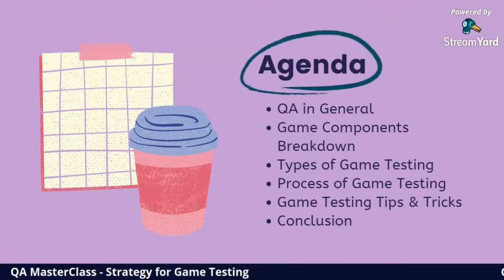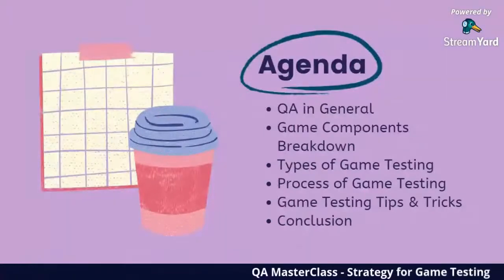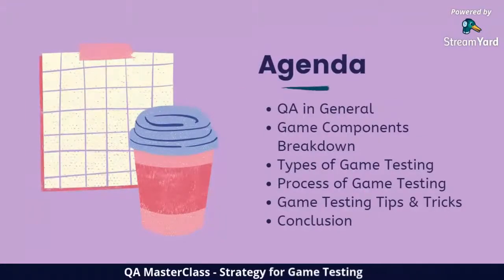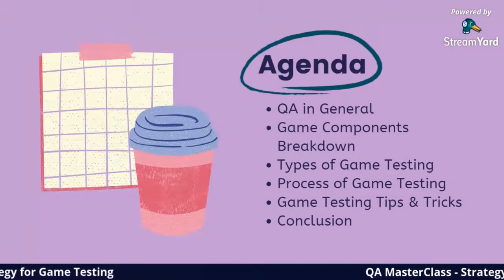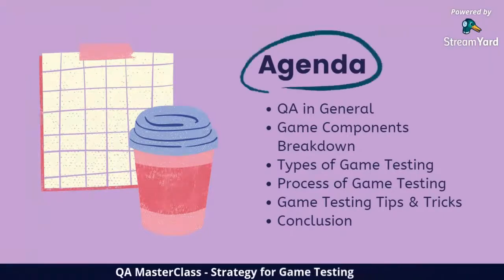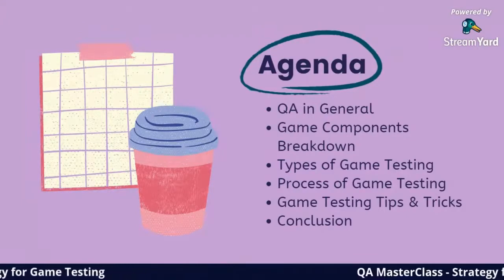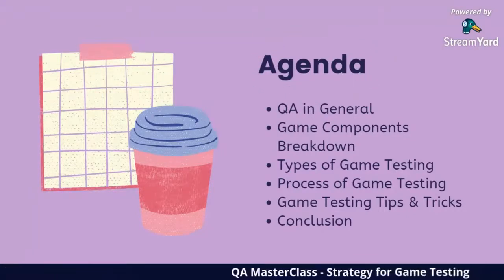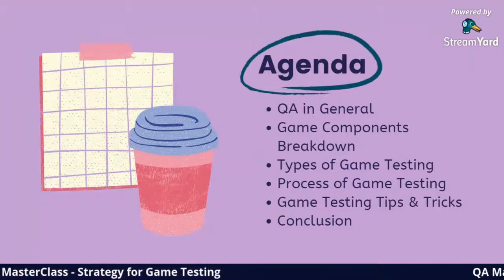Then we'll be talking about types of game testing. When you have the product, the game, and you have listed down all the components, you can see which testing types you have and which areas they map to. Then we'll talk about the process of game testing, which is a step-by-step procedure.